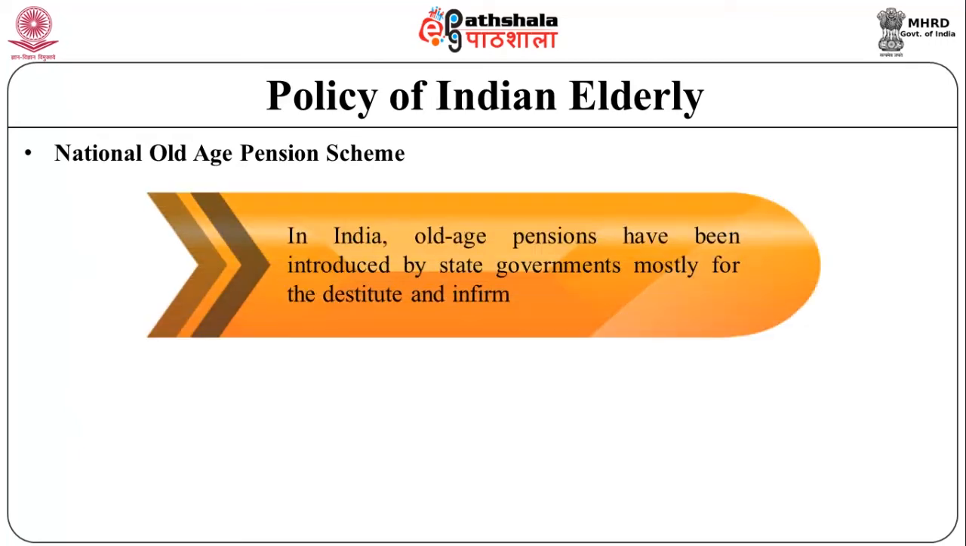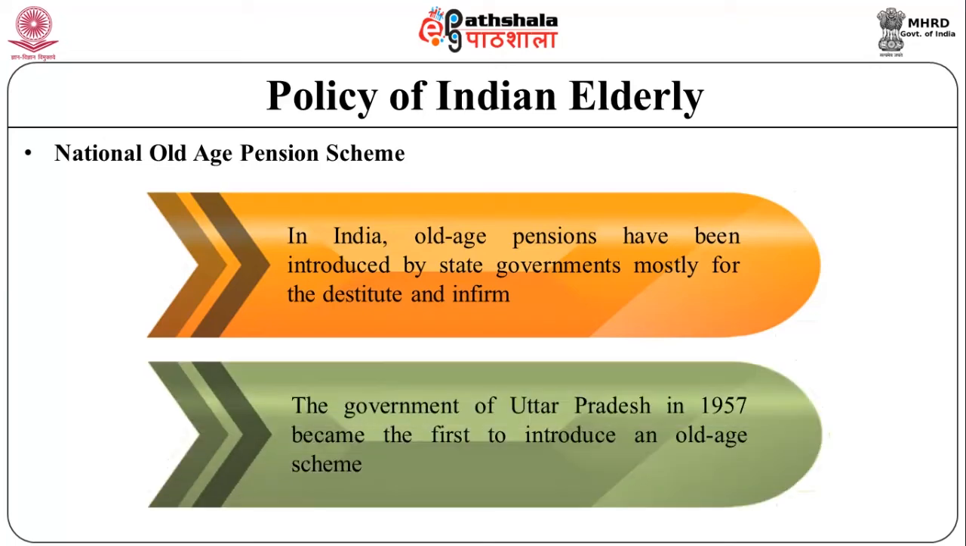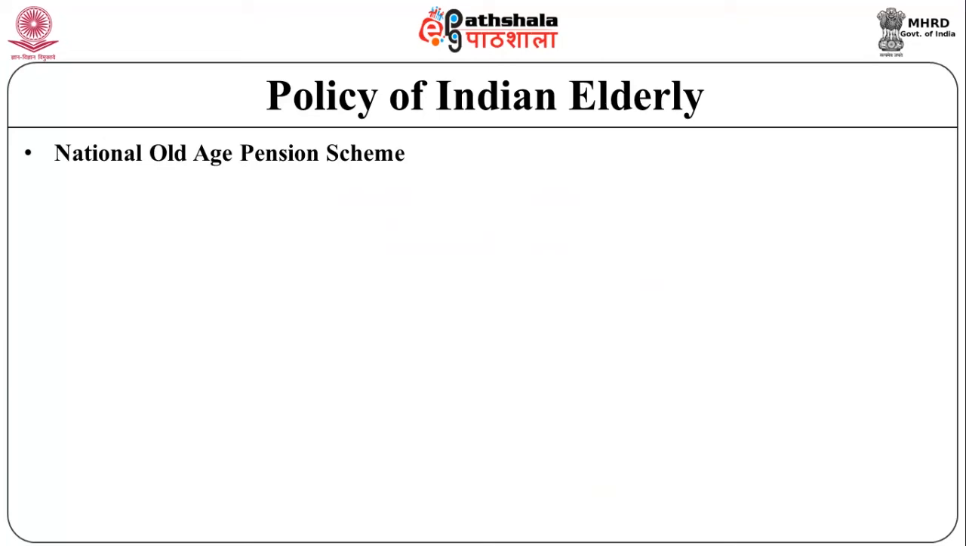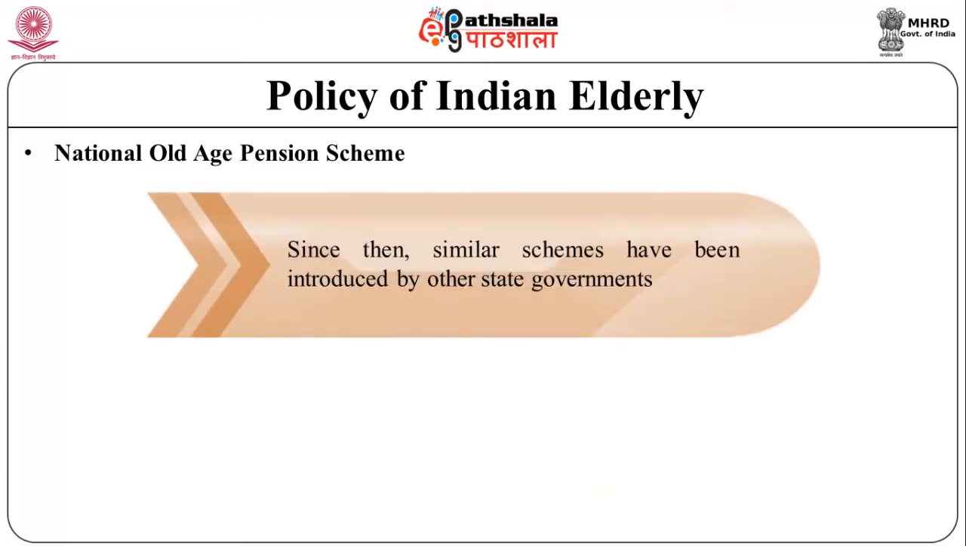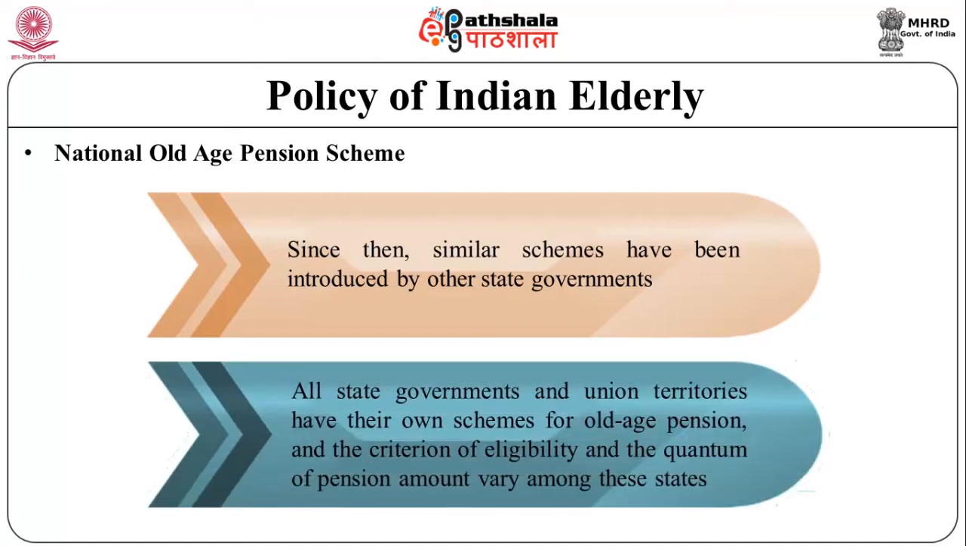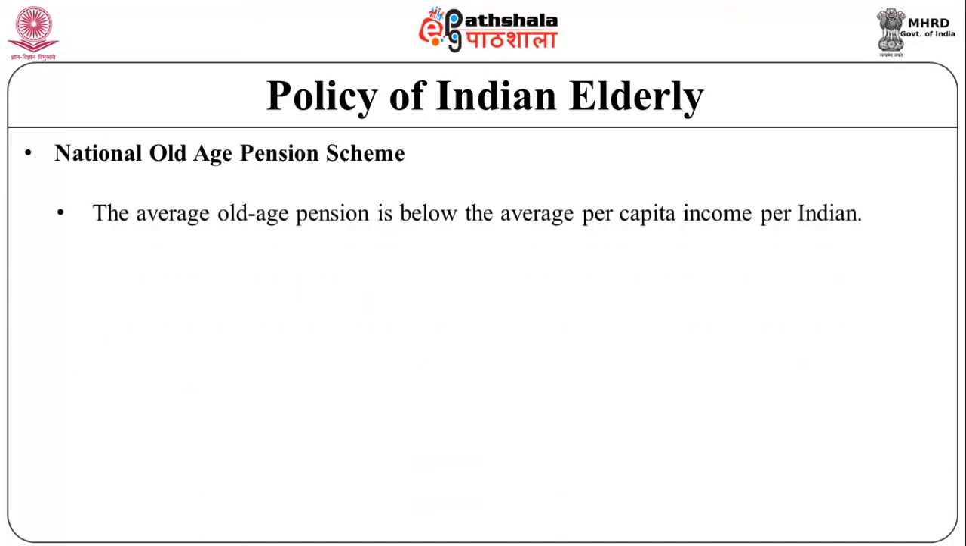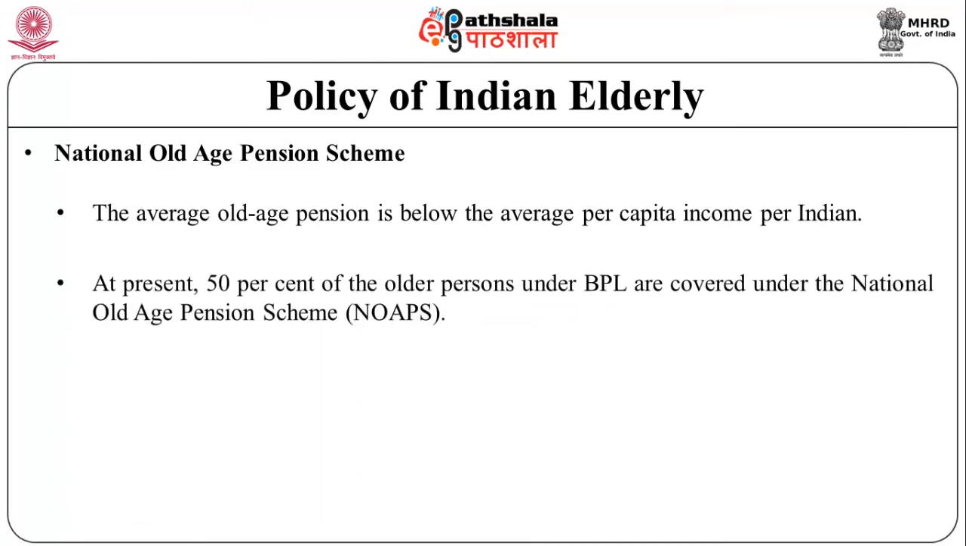In India, old age pensions have been introduced by state governments mostly for the destitute and infirm. For example, the government of Uttar Pradesh in 1957 became the first to introduce an old age pension scheme. Since then, similar schemes have been introduced by other state governments. All state governments and union territories have their own schemes for the old age pension, and the criteria of eligibility and the quantum of the pension amount vary among these states. The average old age pension is below the average per capita income per Indian. At present, 50% of the older persons under BPL are covered under the National Old Age Pension Scheme.